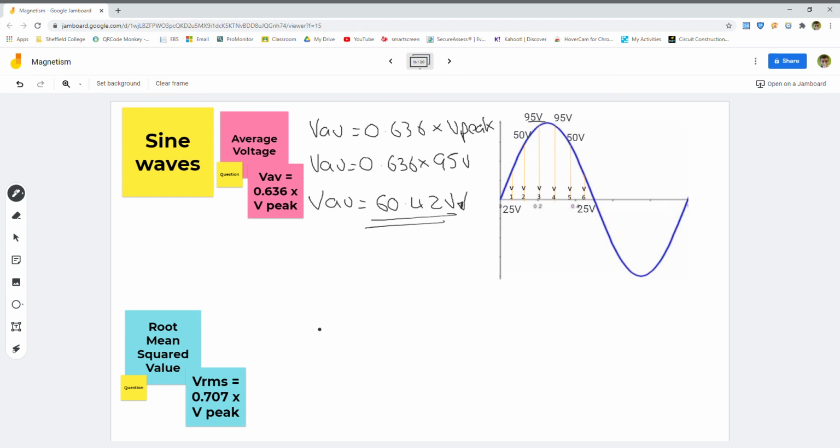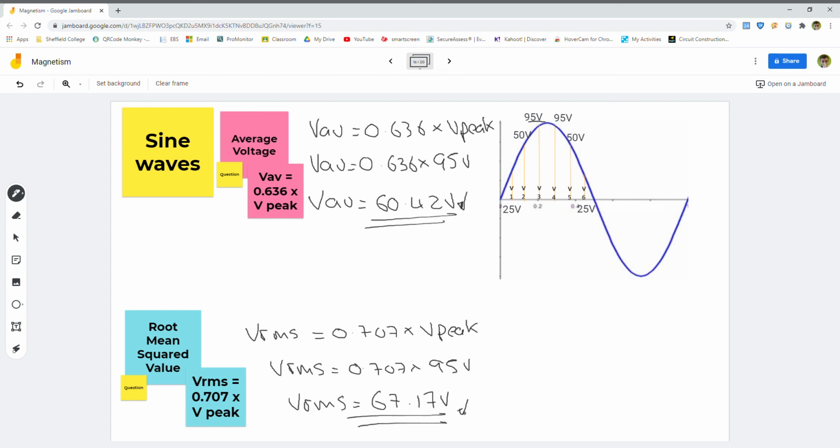Okay then, so hopefully you got that right. And then for the root mean squared value, VRMS, voltage root mean squared, equals 0.707 times V peak. VRMS equals 0.707 times 95 volts. VRMS is equal to 67.17 volts. Excellent. Hopefully you got both of those right.